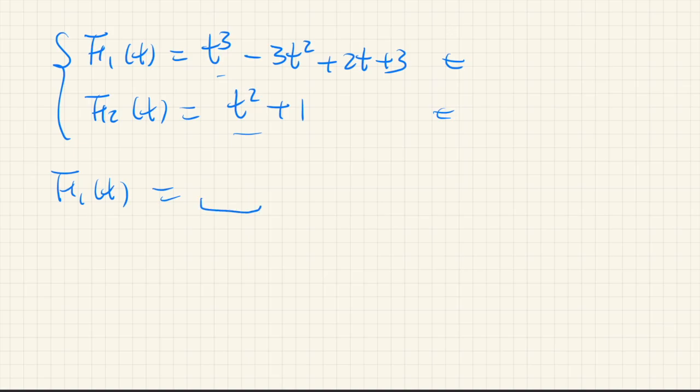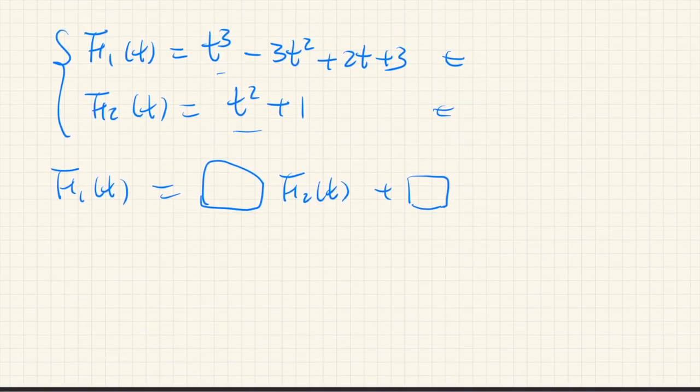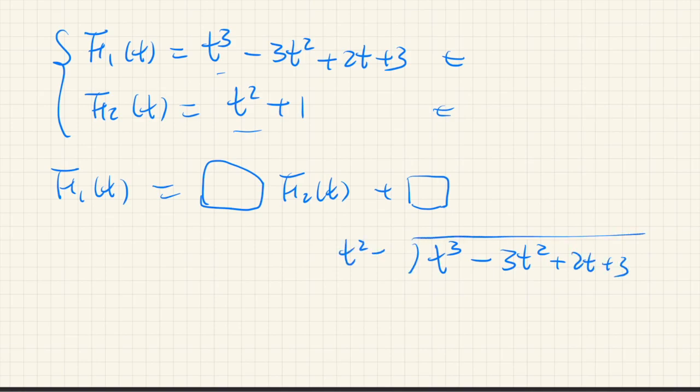So this will be some quotient times f2 plus the remainder. So let's find out. Let's see, t cubed minus t squared plus 2t plus 3. Let's divide this by t squared plus 1. So that's t cubed, and this is t.